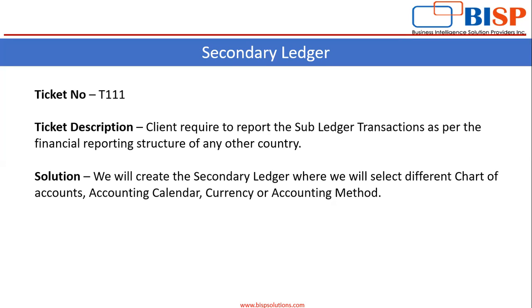The solution is that we will create one secondary ledger for our primary ledger, and we will select different chart of accounts, accounting calendar, currency or accounting method as per the financial reporting structure of any other country in which we want to report our transactions or journals. In this way, we will create the secondary ledger that will be different from our primary ledger. And by the time we record any transaction in our subledgers, at the same time, it will be recorded in the secondary ledger as per the four C's that we have provided in the secondary ledger.